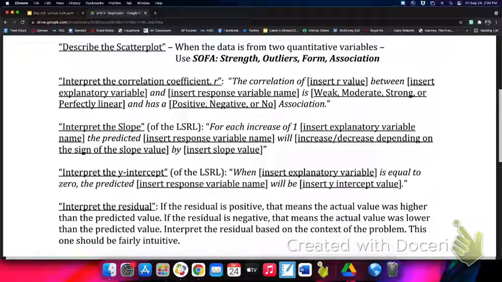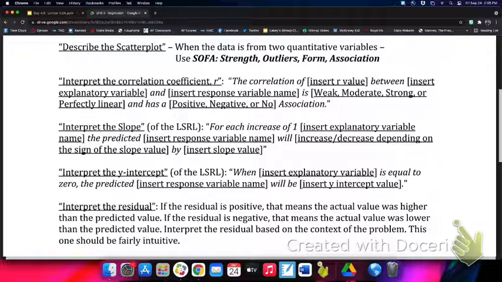Is it weak, moderate, strong, or perfectly linear? Well, it was moderate for our example. And it had a negative association. Now, I don't remember how we wrote it in this class. We may have said there is a negative, moderate association between height and whatever. That's perfectly fine. Again, with this one, you just have to make sure you include all of the things. All right, here's slope. Here we go.